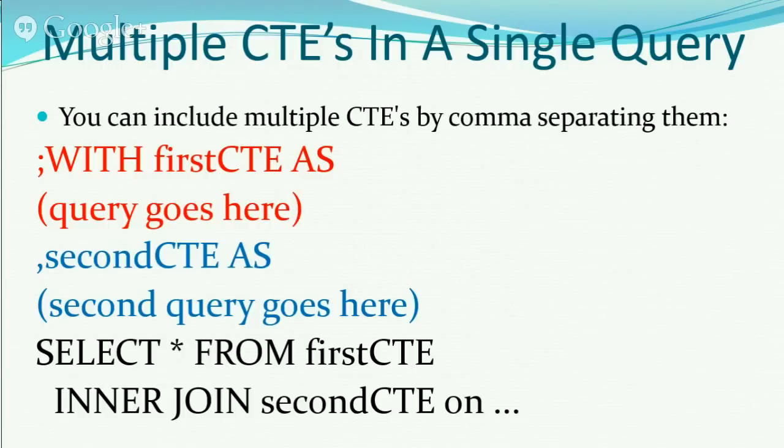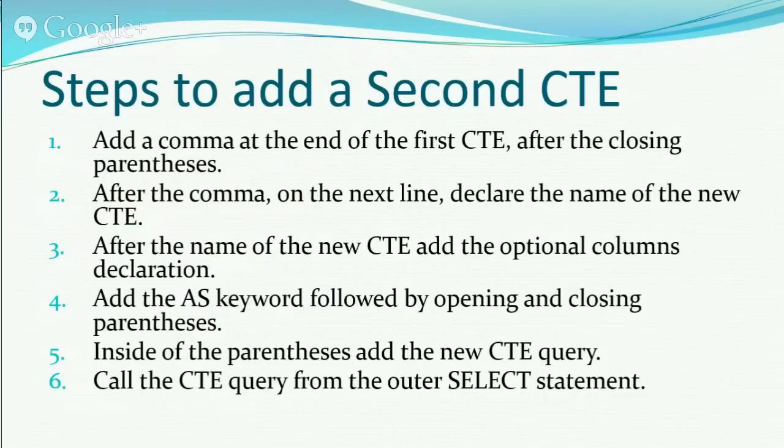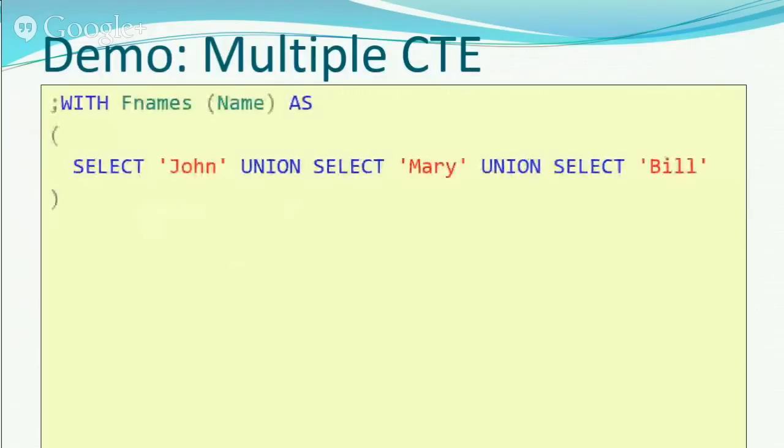Or maybe redesign your data because something's gone really wrong. So, steps to add the second CTE. Here's an example where I threw in a simple query that just selects John, Mary, and Bill and unions them into a result set. So we're getting 3 rows returned by that, and we're going to call it first names.